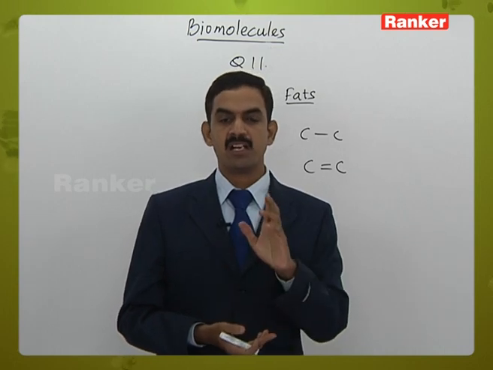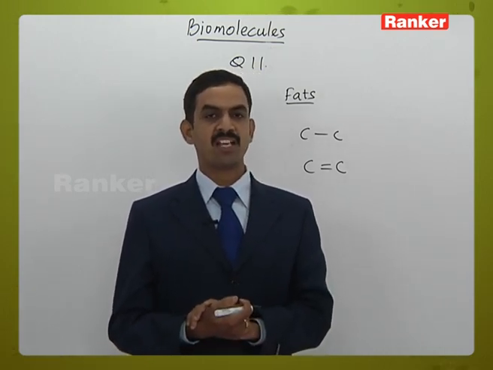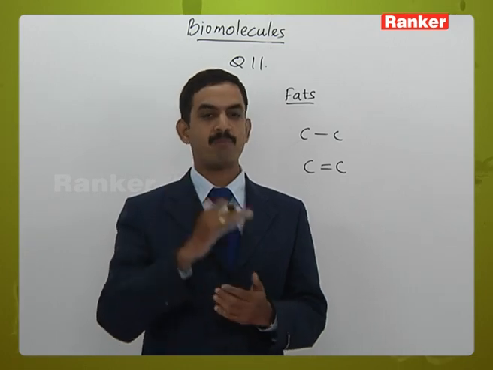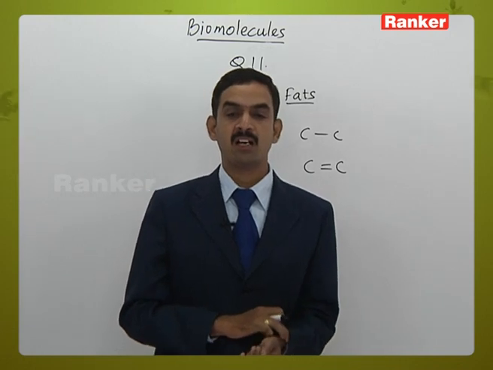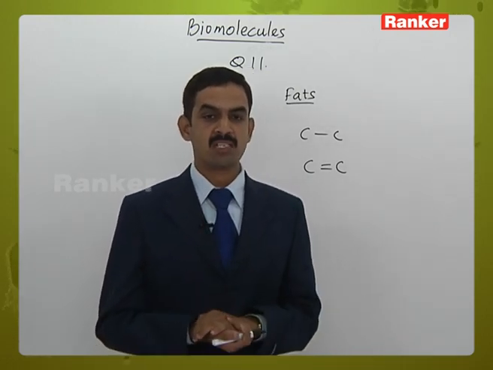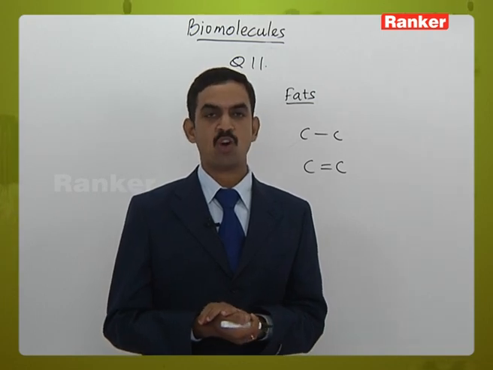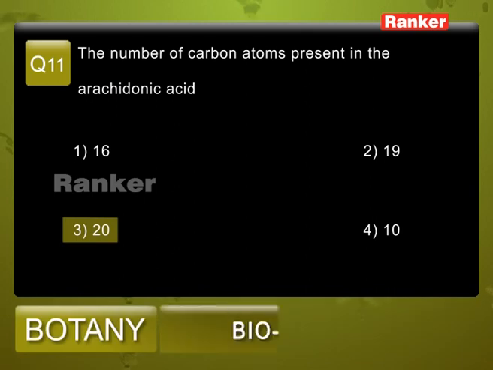And here the number of carbons present in various types of fats ranges up to a maximum of 20. And the best example, the one which has the highest number of carbons, is arachidonic acid, that is, carbon number is 20. Question number 11, the correct answer is 3.